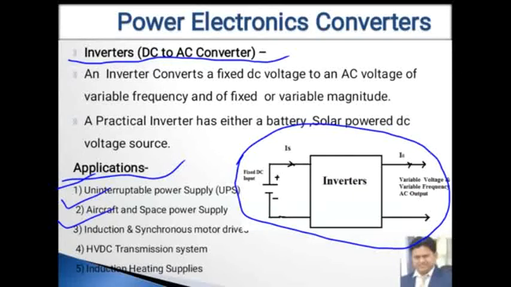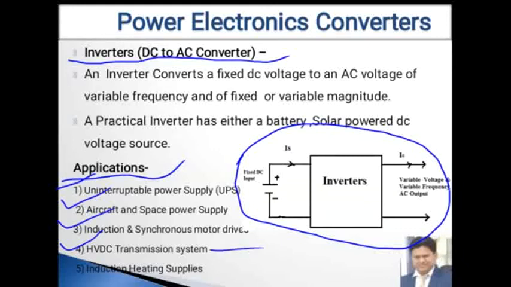Next one is the HVDC transmission system. In an HVDC transmission system, the inverters are used for converting the power from DC to AC, because on our distribution side we are using the AC power system, but in HVDC transmission the power is transmitted in the form of DC. So for utilization purposes we require AC power, so we require the inverter for the conversion of power from DC to AC. So this is an application area of inverters.